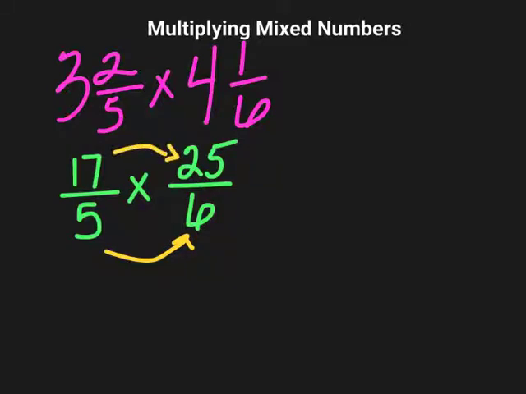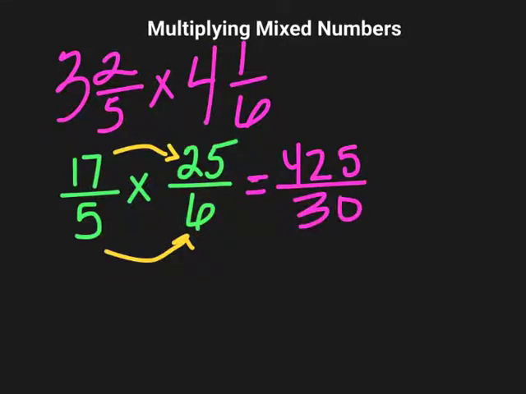Just like with the last problem, we're going to multiply our numerators times numerators and our denominators times denominators. We're now going to multiply 17 times 25, and that gives us 425, and then we have a denominator of 30. After that, we see that we have a very large fraction. So what we need to do is divide 30 into 425 to see how many times we can divide it in there, so we can find out our mixed number.